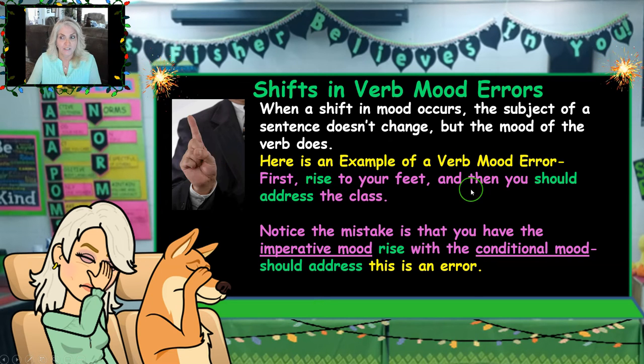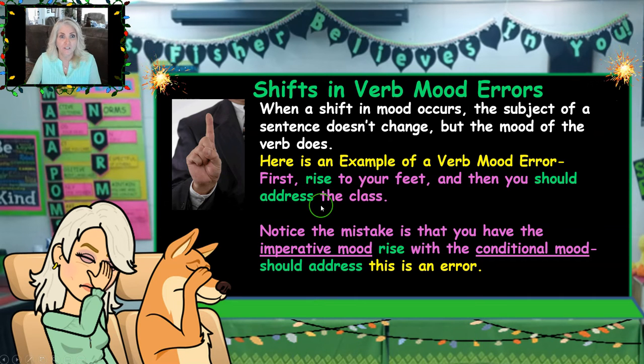First, rise to your feet, and then you should address the class. It doesn't sound horrible to say, but you have a shift in verb mood. Notice the mistake is that you have the imperative mood, where you said rise, with the conditional mood, should address. This is an error.